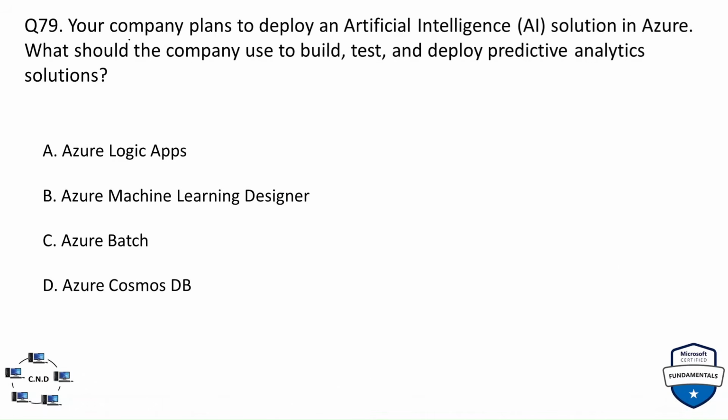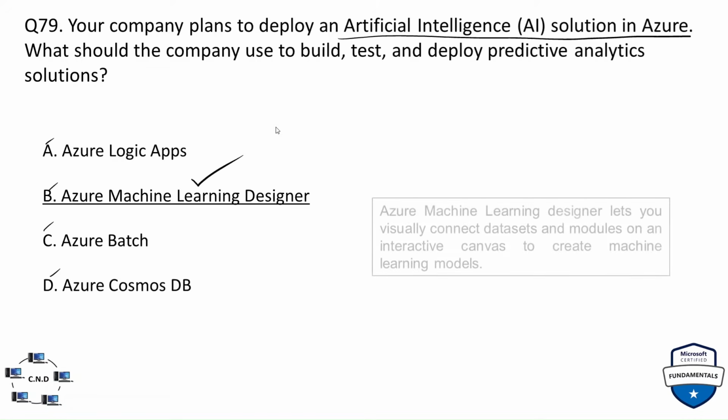Question number 79 is that your company plans to deploy an artificial intelligence solution in Azure. What should the company use to build, test, and deploy predictive analytics solution? And the options are option A, Azure Logic Apps, option B, Azure Machine Learning Designer, option C, Azure Batch, and option D, Azure Cosmos DB. And the correct option is the Azure Machine Learning Designer.